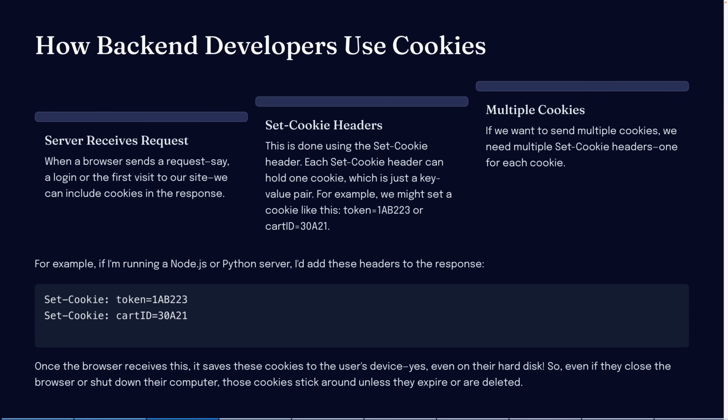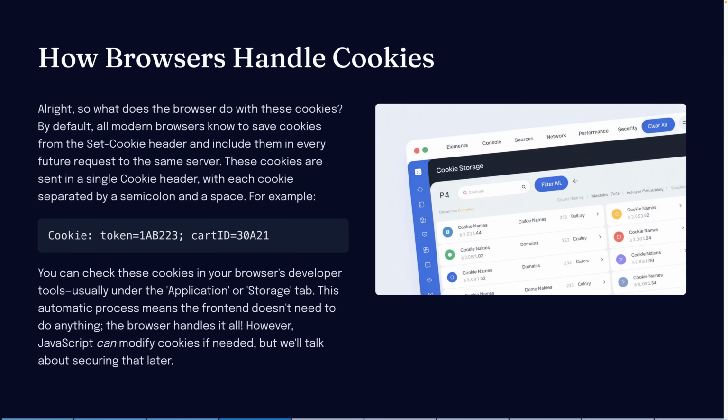Once the browser receives this, it saves these cookies to the user's device, even on the hard disk. So even if they close the browser or shut down their computer, these cookies stick around unless they expire or are deleted. How does the browser handle cookies? By default, all modern browsers save cookies from the Set-Cookie header and include them in every future request to the same server. These cookies are sent in a single Cookie header, with each cookie separated by a semicolon and a space. For example, Cookie: token=something; cartId=something.